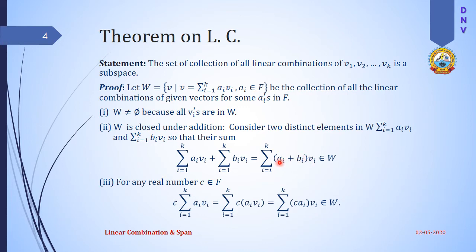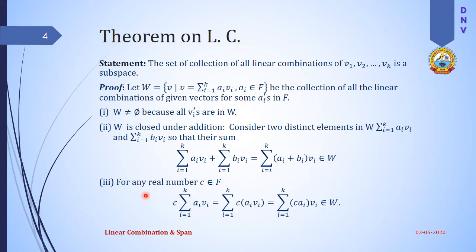So we can say that these are two real numbers from F, and the sum of these two real numbers is again a real number, and hence it becomes again a linear combination of these vectors. So we can very well say that the sum of two different elements taken from W also belongs to this set W. So the second criterion is also satisfied.